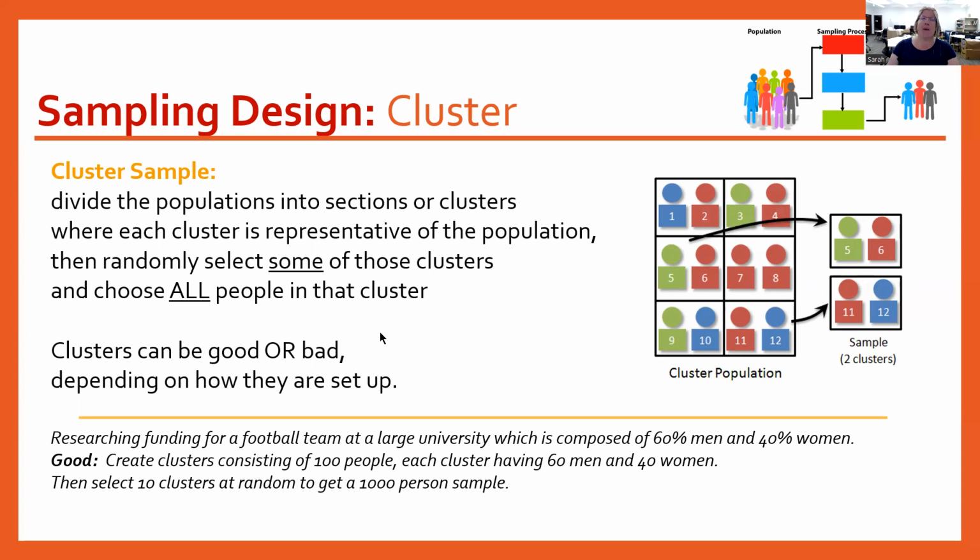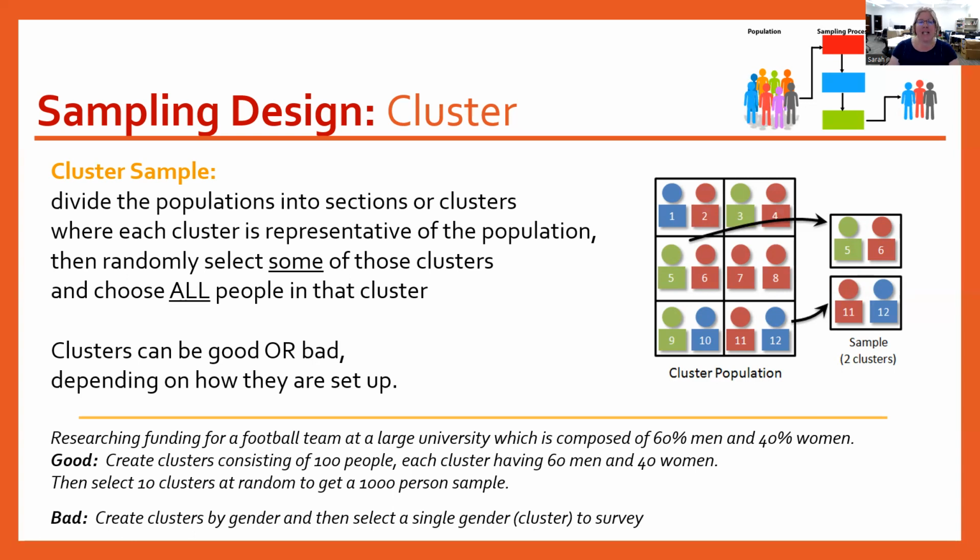Now, there is a bad way of doing the cluster, and that's when you lose that representative part when you're setting up the groups. So suppose we split this into 2 groups by gender, and then we chose one of those groups. So we either surveyed all the men or all the women. Then we're obviously going to have really biased results. So the cluster design, if it's done as intended, is going to get you a great random sample. But if you don't make sure that the subgroups are all representative to start with, then what you do is going to get you in hot water real quick.